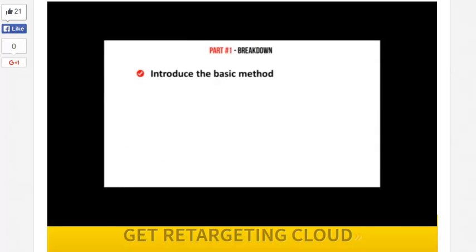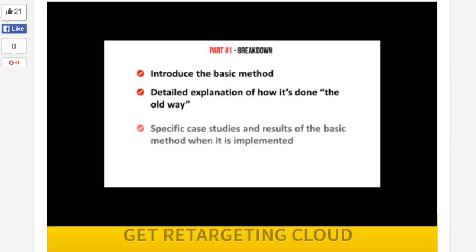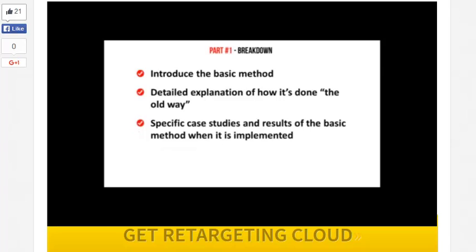So we're going to break down this part one where we're going to introduce the method. I'm going to give you kind of an explanation of how it's done, what we call the old way. It's still a new method, but we're already ahead of that. You guys know we always stay ahead of the curve. So we're going to talk about what we call the old way and some specific case studies and results of this old way when it's implemented. But then we're going to expose two issues with it.